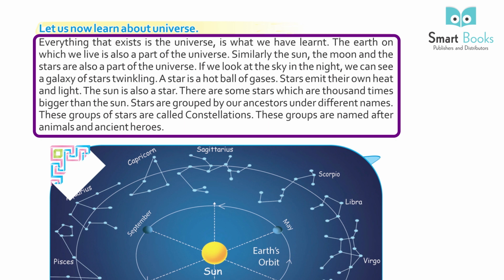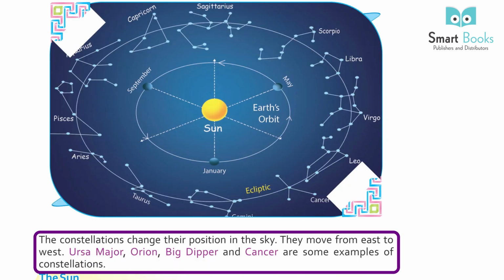There are some stars which are 1,000 times bigger than the sun. Stars are grouped by our ancestors under different names. These groups of stars are called constellations. These groups are named after animals and ancient heroes. The constellations change their position in the sky. They move from east to west. Ursa Major, Orion, Big Dipper and Cancer are some examples of constellations.